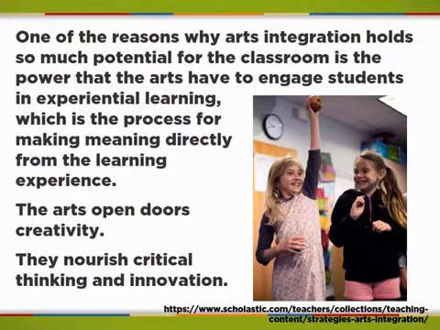An article from Scholastic that discusses strategies for arts integration shares that one of the reasons why arts integration holds so much potential for students and for the classroom is the power that the arts have to engage students in experiential learning. That's the process for making meaning from a learning experience. The article goes on to say that the arts open doors to creativity and nourish critical thinking and innovation in students. By the way, all of the links to articles and resources that we share during this module will be available on the Virtual Professional Development page housed by the North Carolina Department of Public Instruction. We'll share that information at the end of the module.